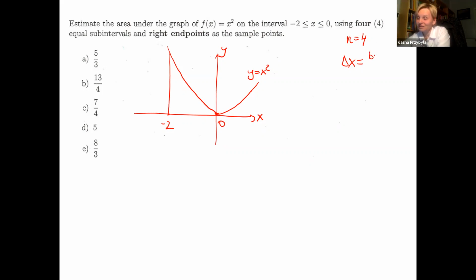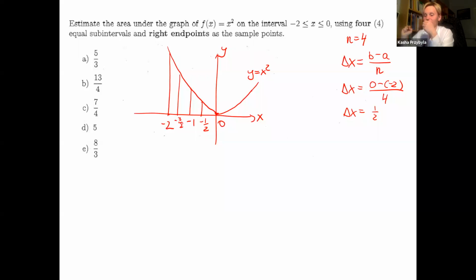I can still use my formula for that. That means b is 0 minus -2. Of course, we have 2 units between -2 and 0, and divide by 4. It is half. Okay, that means we will go -1, -1/2 and -3/2.